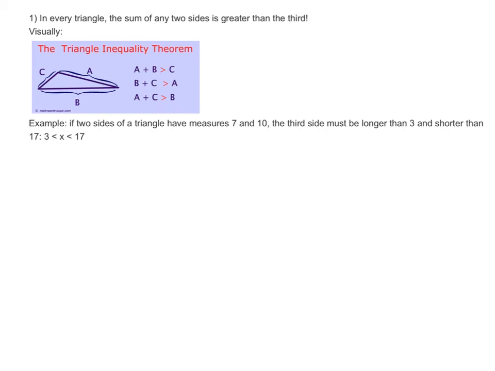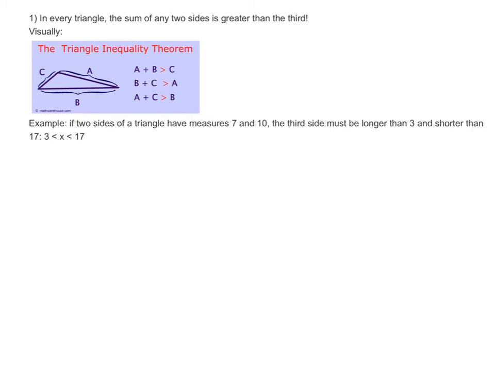The second inequality involving a triangle involves the sides. What it says is that in every triangle, the sum of any two sides is always greater than the third. So here's a picture with sides A, B, and C labeled. What the triangle inequality theorem says is that sides A and B, when added together, have to be bigger than C. And sides B and C, when added, have to be bigger than A. And then when sides A and C get added, they have to be bigger than B. So all those scenarios have to be true.